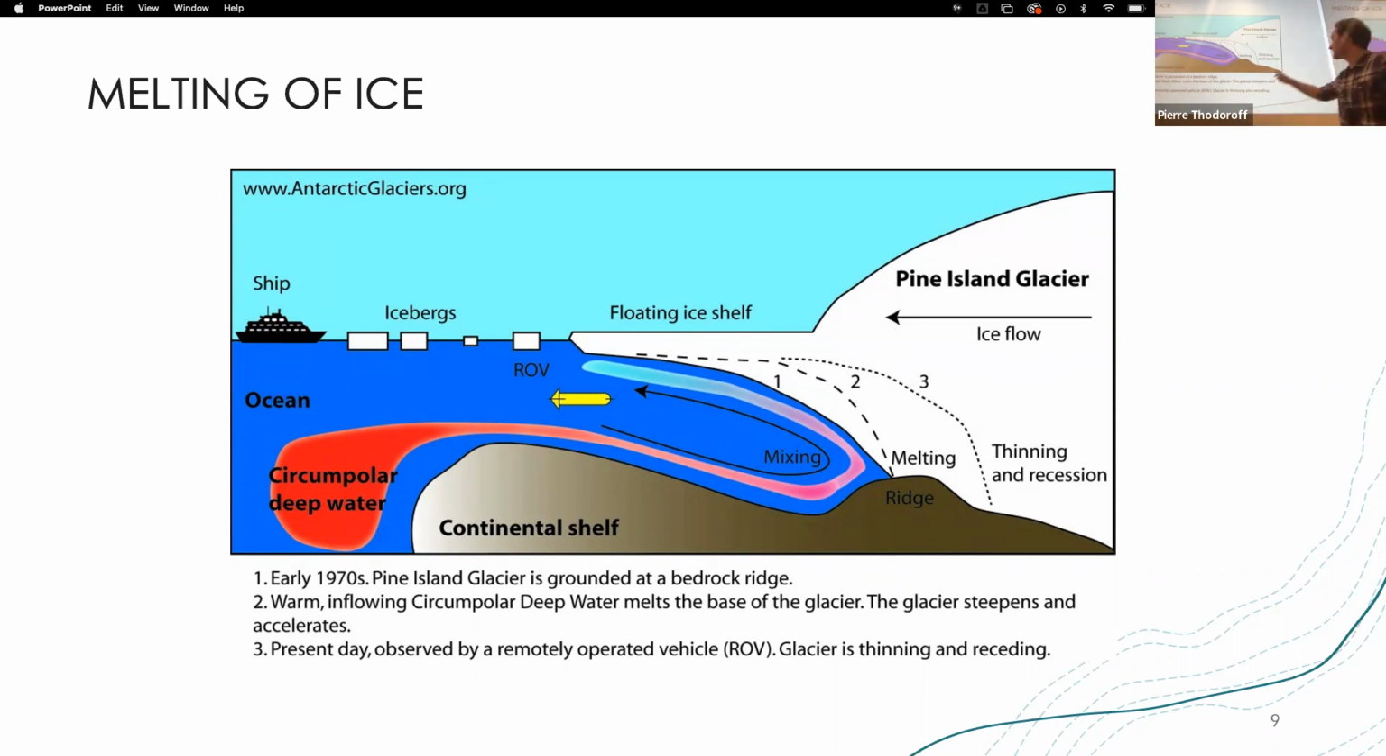But the big part of the melting is actually happening through water coming from the circumpolar deep water that comes in, that erodes the ice sheet from the bottom and melts the ice. So basically, if the ice sheet keeps moving forward, you're going to have more and more melting, and it's going to erode more and more when it's within this ice sheet.